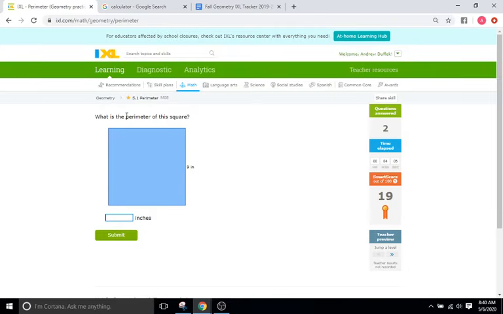Okay, what's the perimeter of the square? Again, they only give you one side, but if you know your square, you know that all four sides have to be the same. So 9 plus 9 plus 9 plus 9, or 9 times 4, right, is 36.